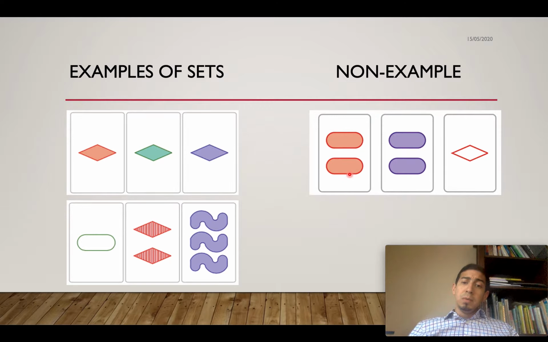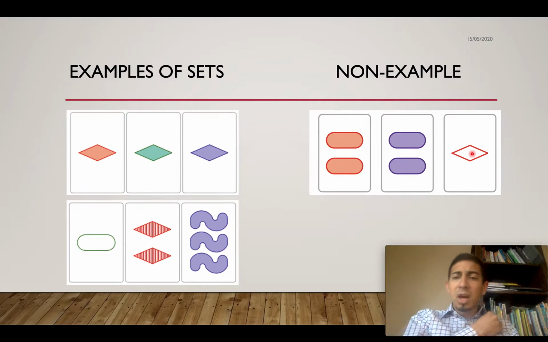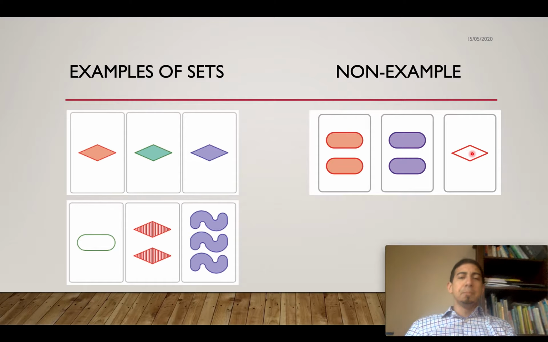And another property that doesn't work is shading. So these two are fully shaded. This should have been fully shaded. Shapes, these two are ovals and this one is not. So there are a lot of ways in which this fails to be a set.